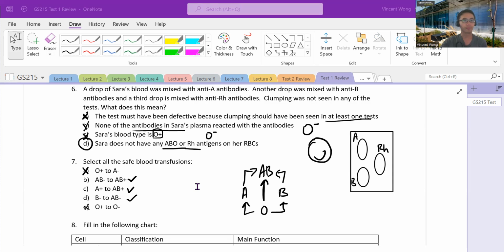Okay. Is any of these not clear? Anyone need me to take up any of these?